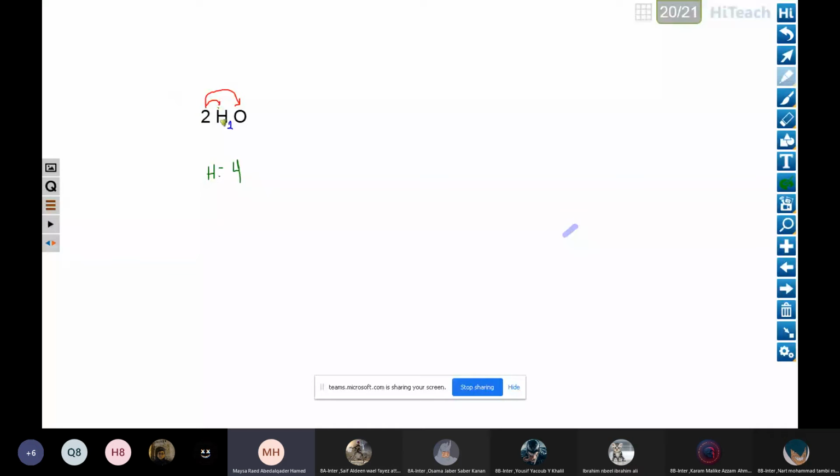So here, 2 times 2, the subscript: you multiply the coefficient with the 2, which is the subscript. That means you have how many hydrogen atoms? You have 4. Okay? So what about oxygen? How many oxygen atoms are there here? 1. Miss, look at the coefficient.